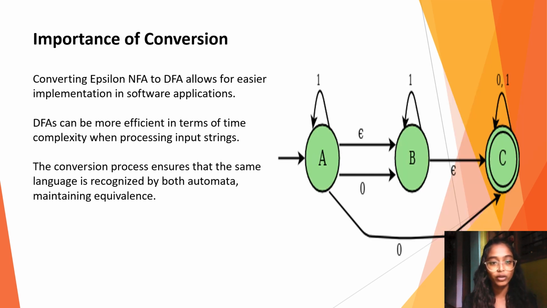Next, let us see the importance of conversion. Converting the epsilon NFA to the DFA allows for easier implementation in software applications. DFA can be more efficient in terms of time complexity when processing input symbols. The conversion process ensures that the same language is recognized by both automata, maintaining equivalence.